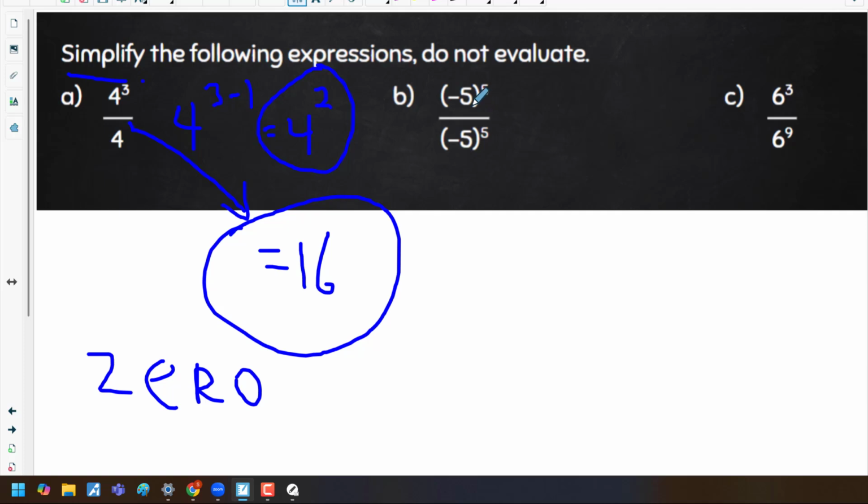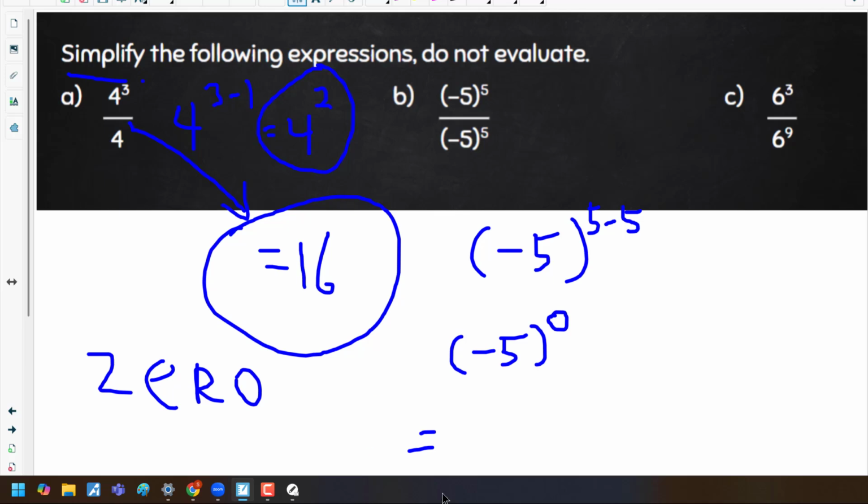For example B here, we have -5 in brackets to the power of 5 divided by -5 in brackets to the power of 5. So the base number is the same. In this case, the exponents are the same. That doesn't really matter though. We're just subtracting 5 minus 5. What does that mean? Well, 5 minus 5 is 0, so we get -5 to the power of 0. That's the answer.